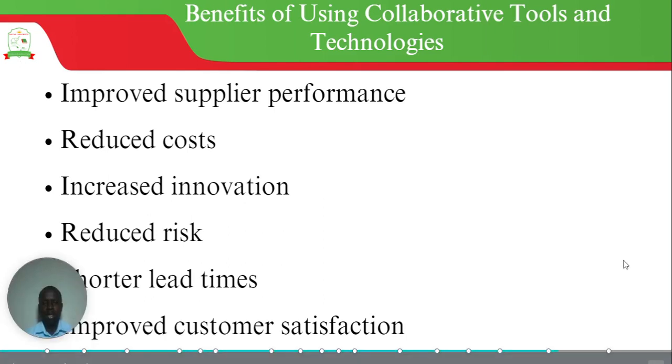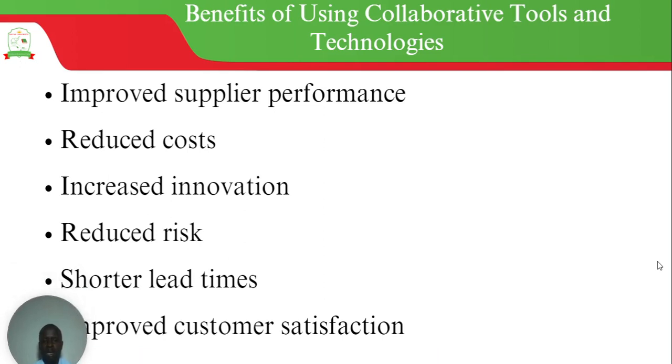Then we also have reduced costs. We could have issues that lead to wastage of time, and we could have technology that can detect the quality of items. When we have poor quality items, it could contribute to losses. Because we are able to adopt this technology, cost, for example because of wastage, is reduced. And then also we have increased innovation. We also have reduced risks.